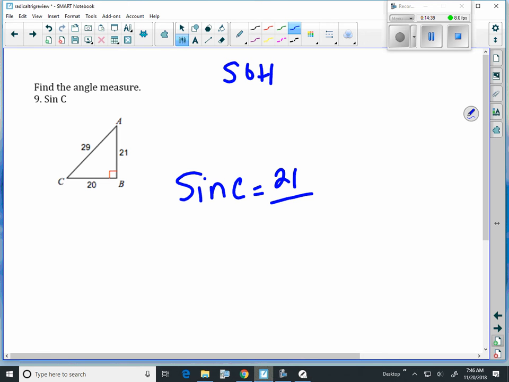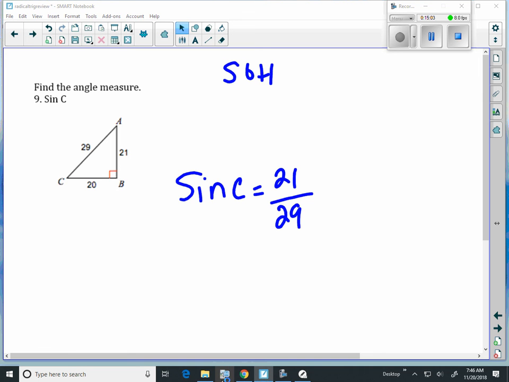Okay, and then our hypotenuse is which number? 29. Okay, you're going to need a calculator here. So that's what we have. Now, that's good and all, but we also need to know how to find the angle, because really, the purpose of having the sine of opposite over hypotenuse is to find the angle measure.